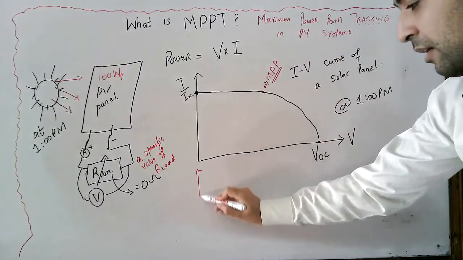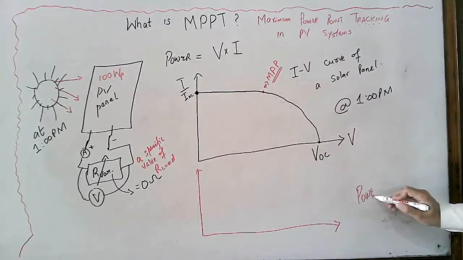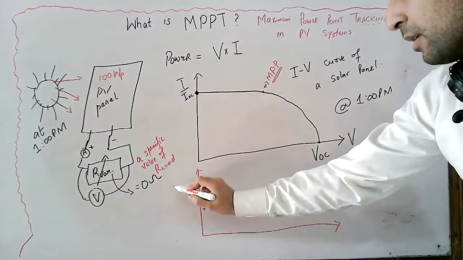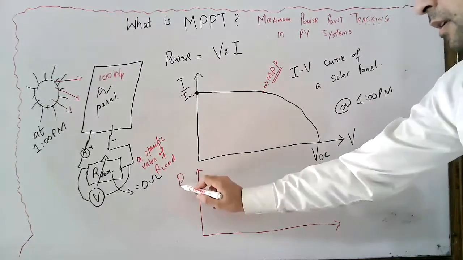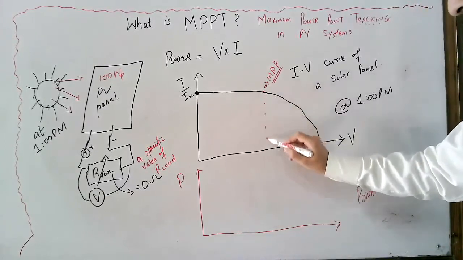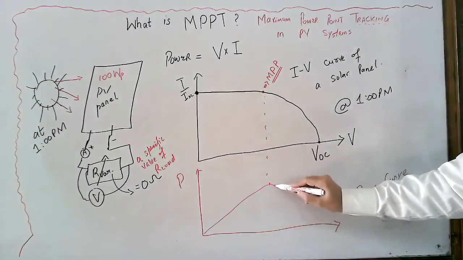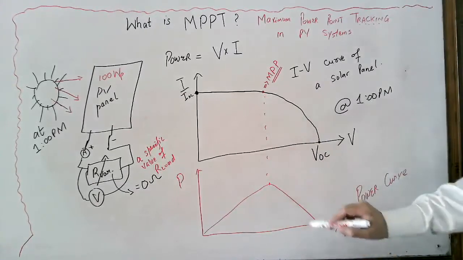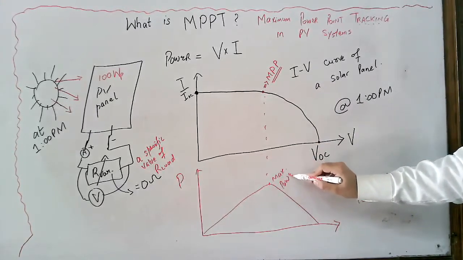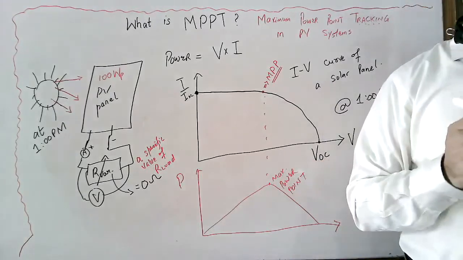And let's see here, you have a curve which is known as the power curve. This is power here. At this point, the power is maximum and then it is lower. So this is the maximum power point.